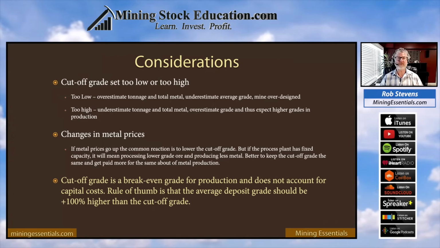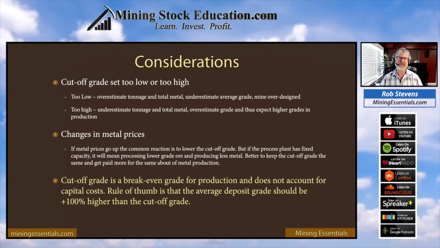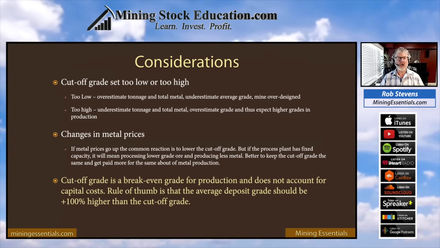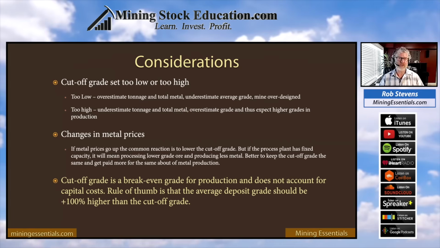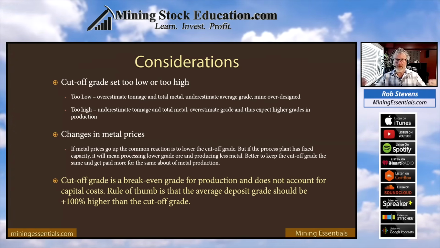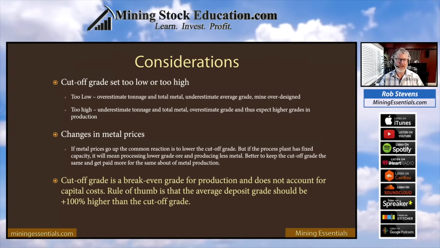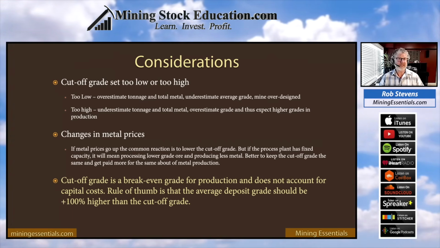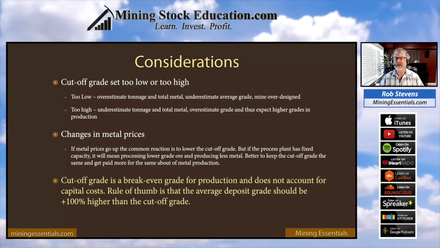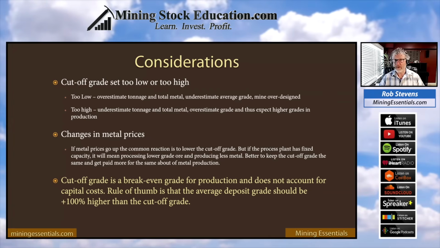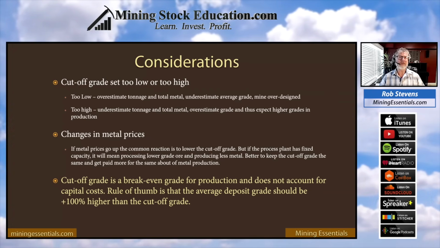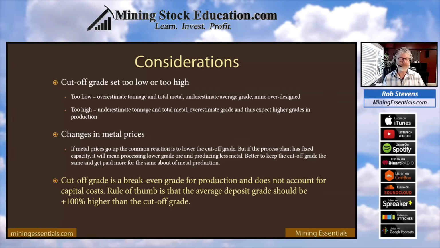So what happens if the cutoff grade is set too low or too high? If it's set too low, and you have to think about that for a sec, it means you're assuming that your costs of mining are less than the reality. So in reality, you're going to have to mine higher grade material, but when you did your estimate, you used a lower cutoff. What that does is it overestimates the tonnage and the total contained metal. It underestimates the average grade that you're actually going to produce, and the mine may be over-designed because you thought you were going to move a lot of metal through there.